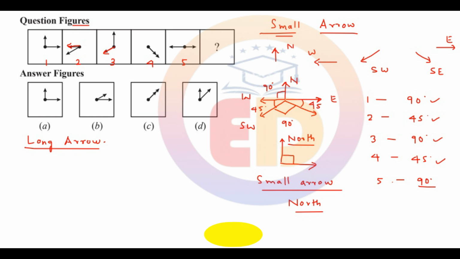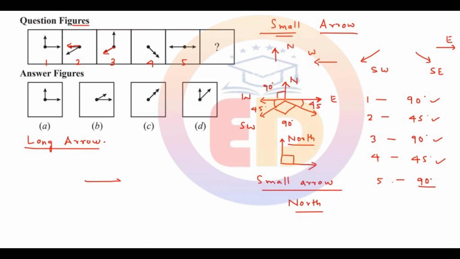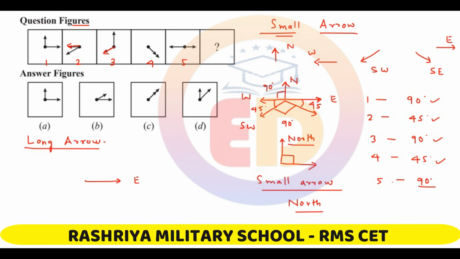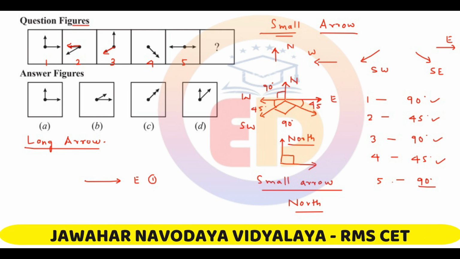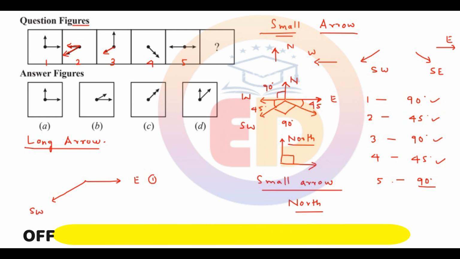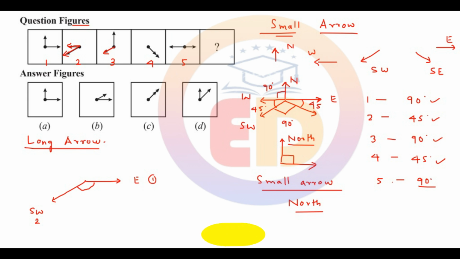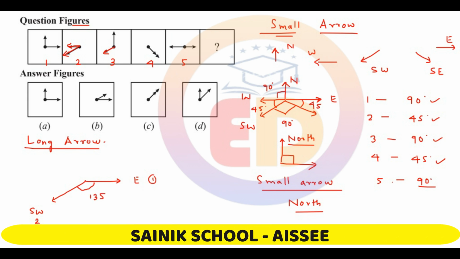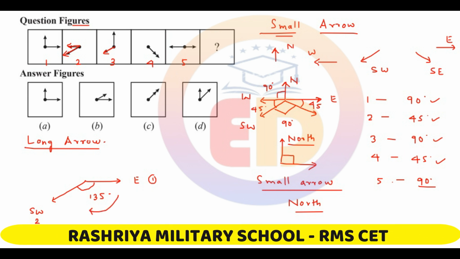In the first shape, the long arrow is facing east. In the second shape, this is the long arrow, it is facing southwest. Now from east to southwest, it is a movement of 135 degree, and it is happening in the clockwise direction.